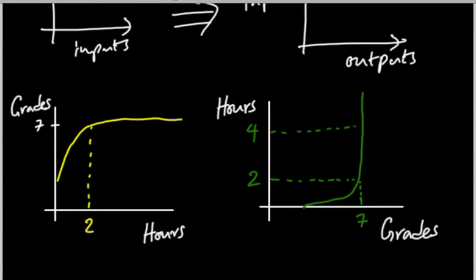And same thing over here. If I wanted to look at it this way, I could see that if I worked for 4 hours, I would just get a capped grade at 7. All right, so that's basically the concept of inverses.